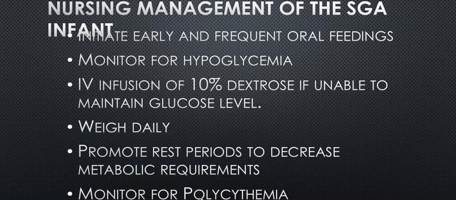You're going to want to initiate early and frequent feedings. Hopefully they're oral. If they're not, we'll talk about gavage feedings later in this content. You're going to monitor them per hospital protocol for hypoglycemia, and if you see symptoms that you think their blood sugar is low, you're going to assess for that. They may have dextrose added to their IV infusions if they're unable to maintain their glucose level. You'll weigh them every day, promote periods of rest to decrease the workload and metabolic requirements for their body, and monitor them for polycythemia.